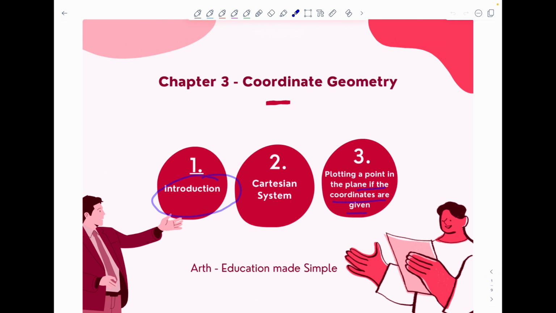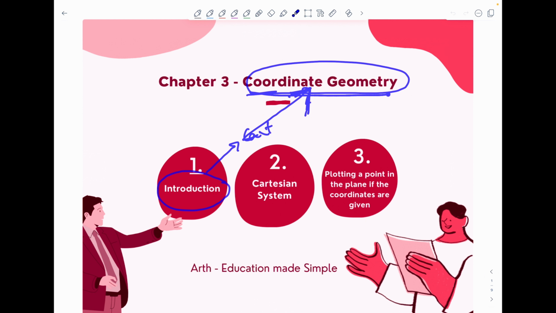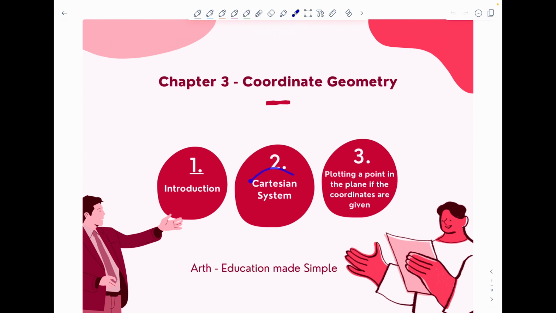Today we will go with only introductions. In the introduction part we will see why the Cartesian system, that is the coordinate system, is required, and we will see some real life examples of usage of coordinate geometry. Okay, so let's start with the video.